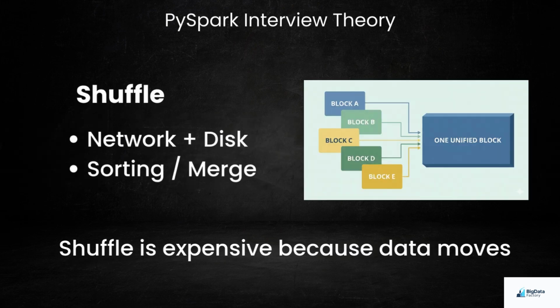A shuffle is Spark redistributing data across executors so that similar keys end up together. For example, if you do a group by on customer ID, Spark needs to bring all rows of the same customer ID together. But those rows are spread across the cluster. So Spark moves data. Shuffle is expensive because it involves network transfer, disk input-output operations, and sorting or merging. That's why a job that looks simple like a group by can suddenly become slow.